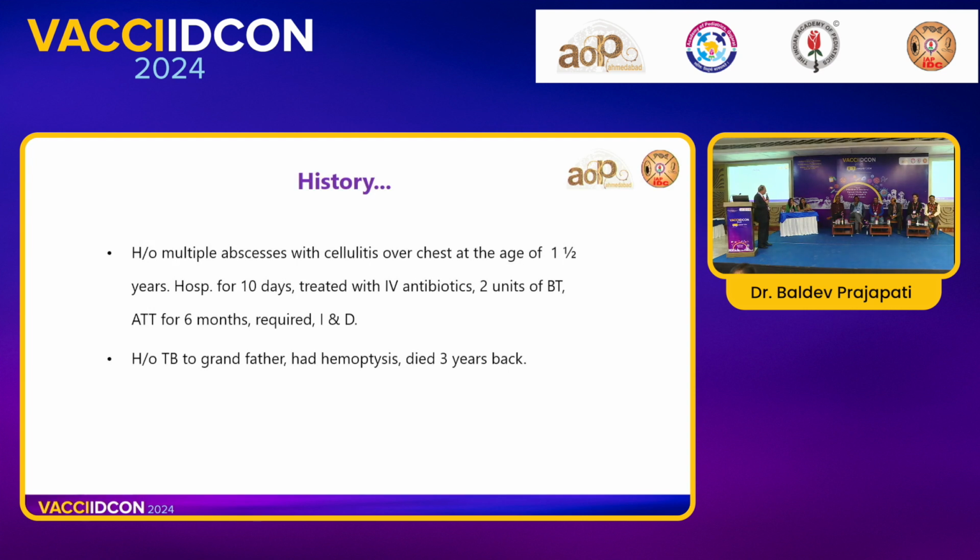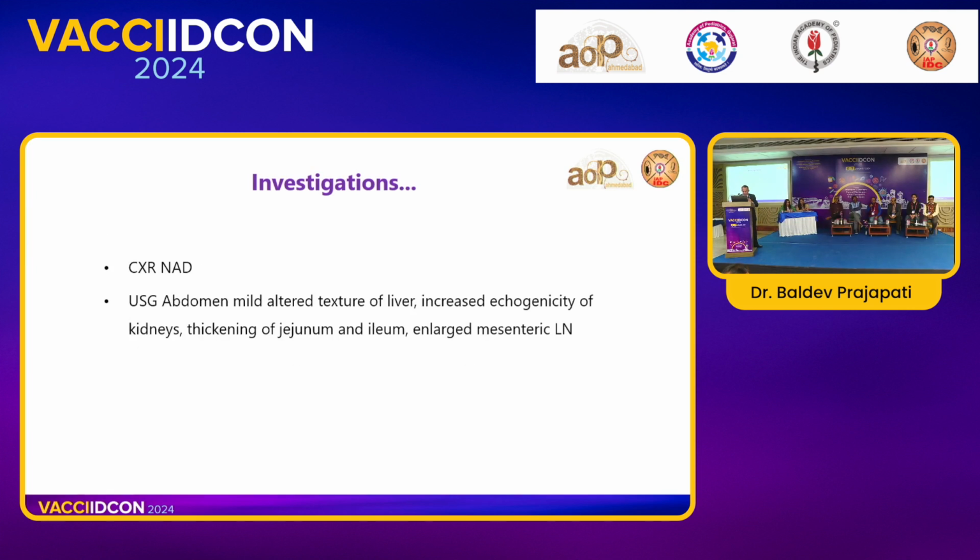Can we have leptospira in mind? Okay, leptospirosis. Or anything else from your side? So the USG findings, please, once more. Ultrasound findings, sir. Okay. USG abdomen: altered texture of liver, increased echogenicity of kidneys, thickening of jejunum and ileum, and enlarged mesenteric node. So a wide spectrum of possibilities here.